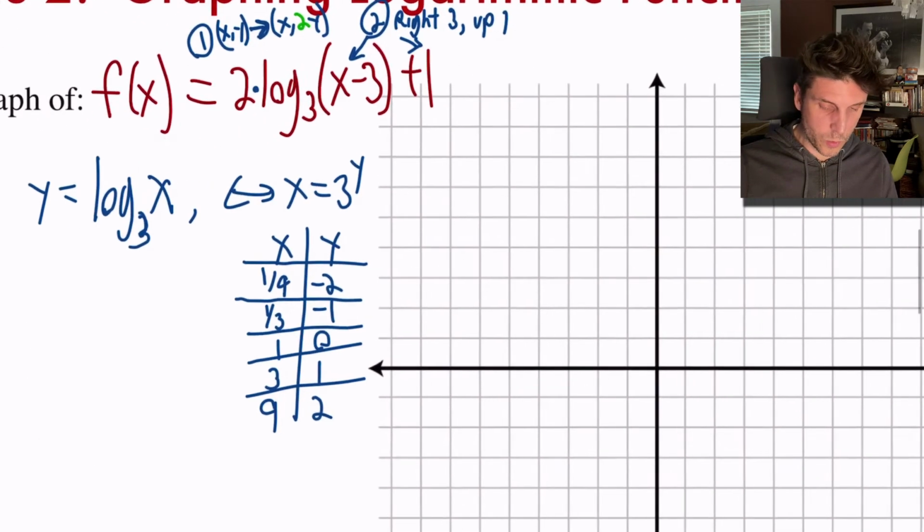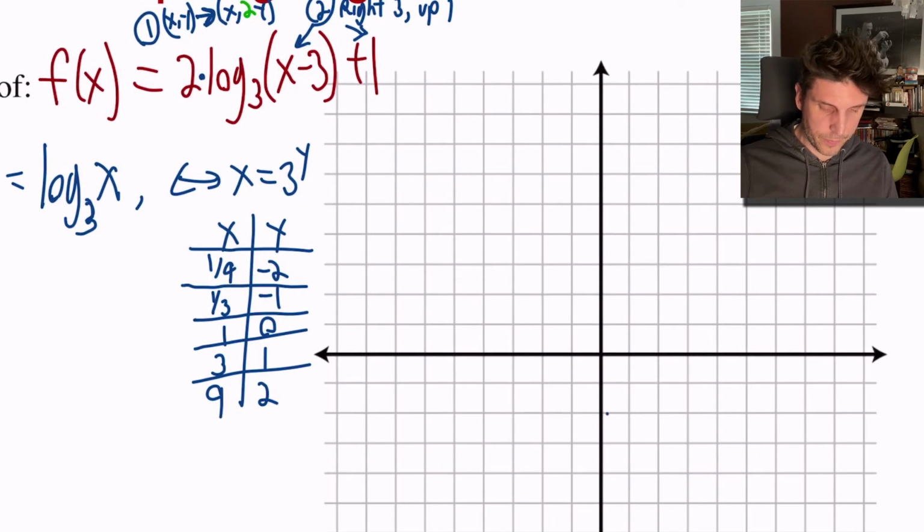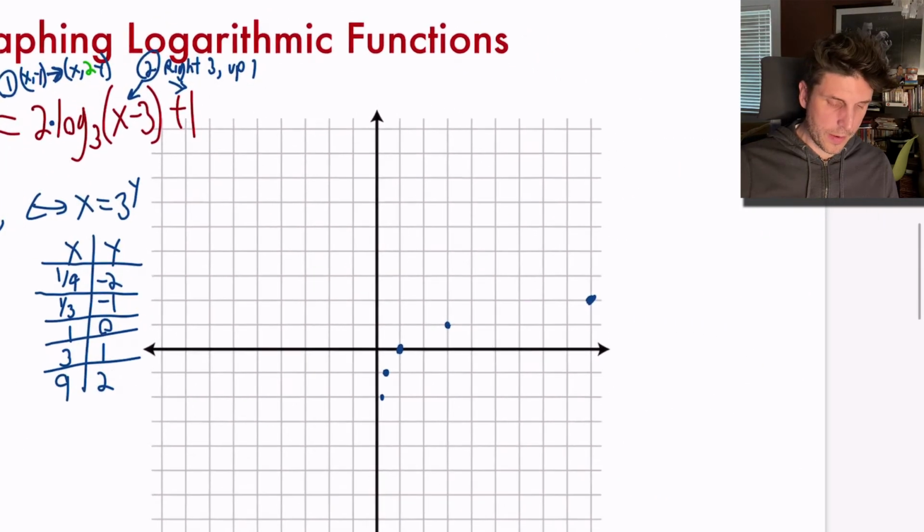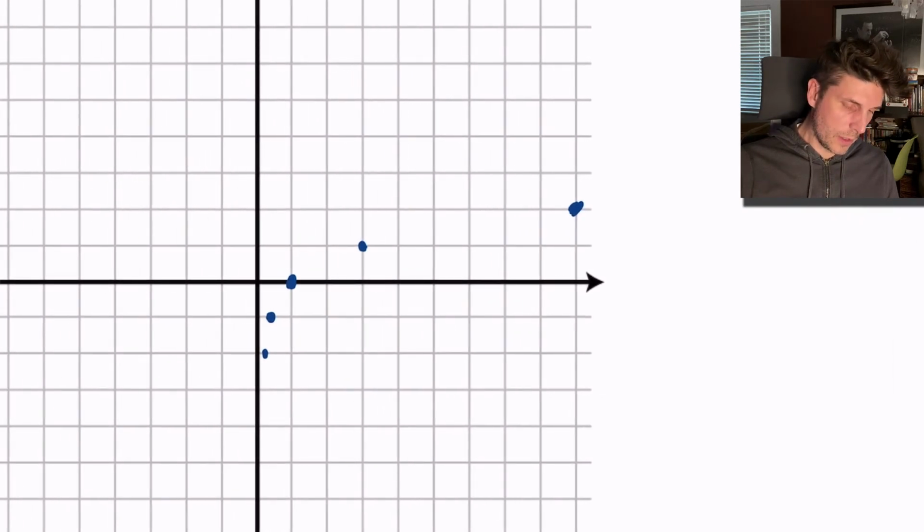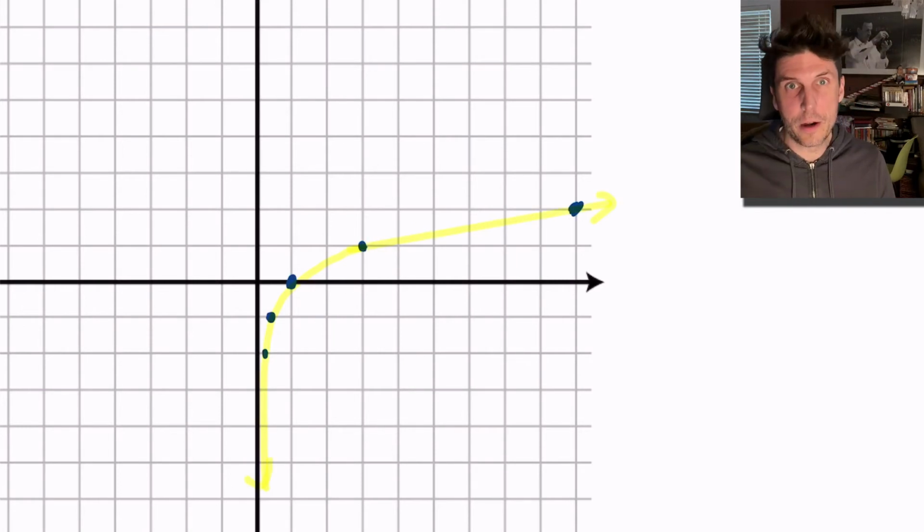So now I can go to where x is 1/9 and plot -2. When x is 1/3, plot -1. When x is 1, y is 0. When x is 3, 1, 2, 3, y is 1, and x is 9, 4, 5, 6, 7, 8, 9, y is 2. All right, and then we can just take that function and lightly connect the dots. I'm actually going to use a highlighter just to give you a sense for what it would look like, but this is not our final graph. So that is the parent function.